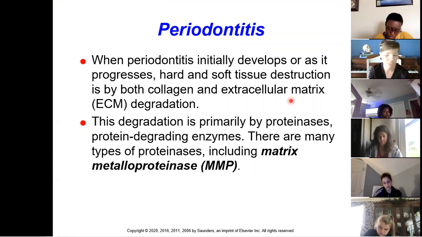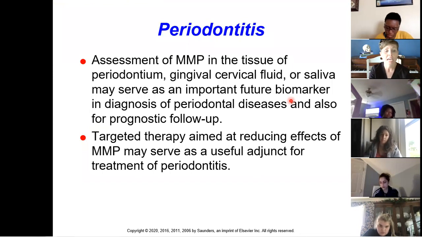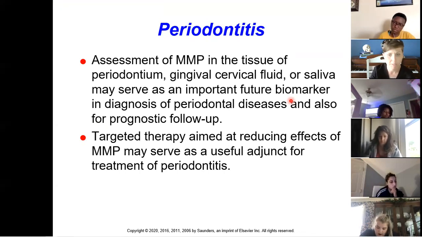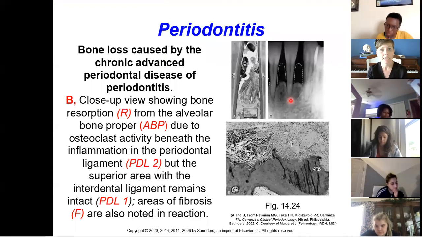I have to take it slow. I can't just throw it out there because it'll be wrong. All right, assessment of MMP in the tissue of the periodontium, gingival crevicular fluid, or saliva may serve as an important future biomarker in diagnosis of periodontal disease and also for prognostic follow-up. I wish we tested for stuff like this more frequently, but we don't. Periodontists might, but we don't as hygienists.